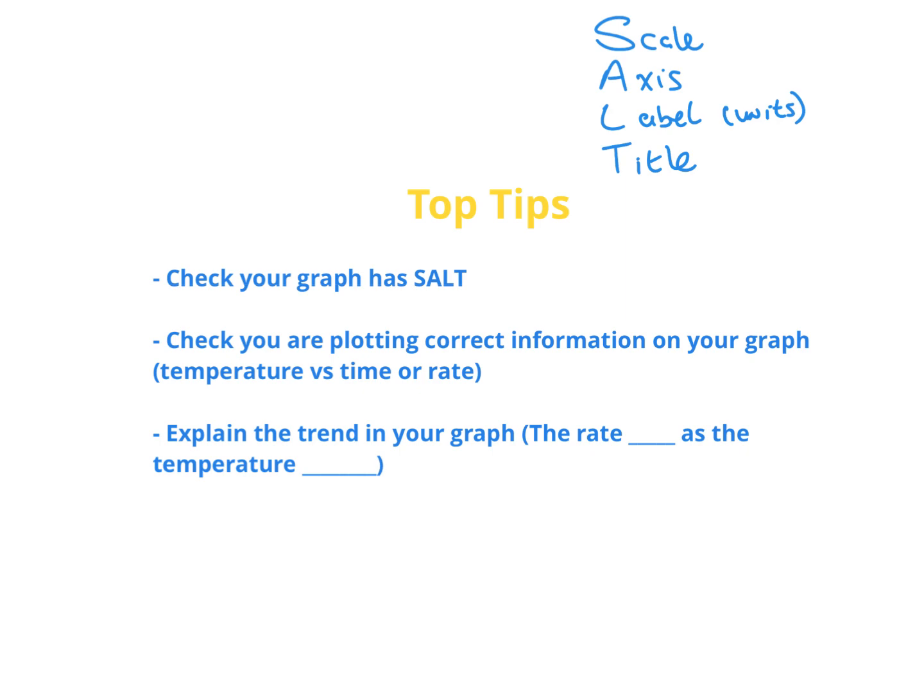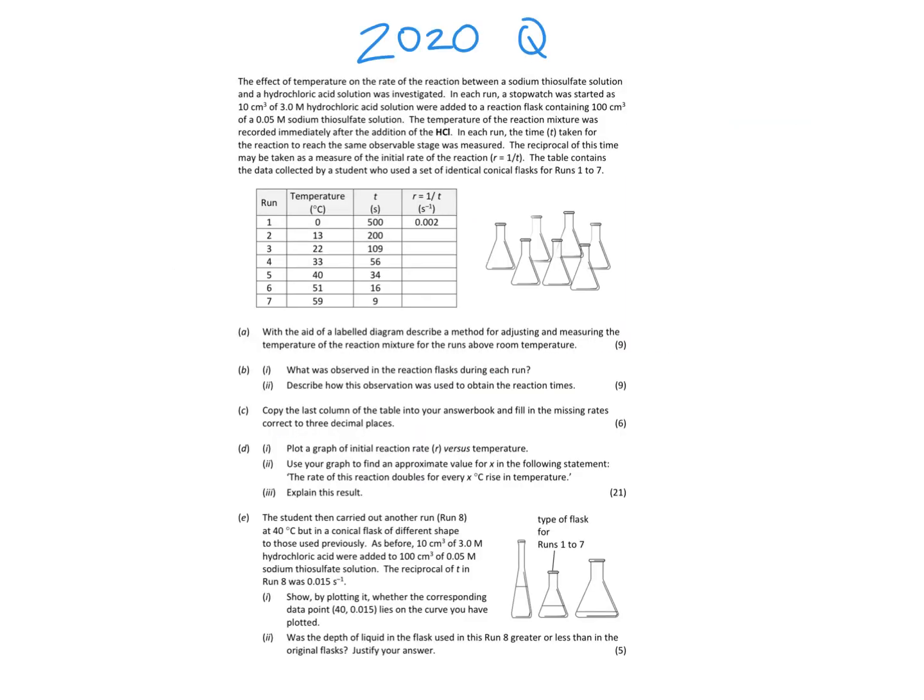And you should always be able to explain the trend in your graph. So for example, the rate of reaction increases as the temperature increases, or the rate of reaction decreases as the temperature decreases. So it's important to be able to explain that trend as well. So let's take a look at the 2020 question 3.